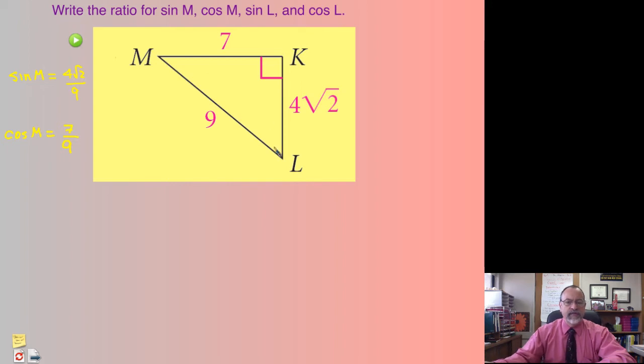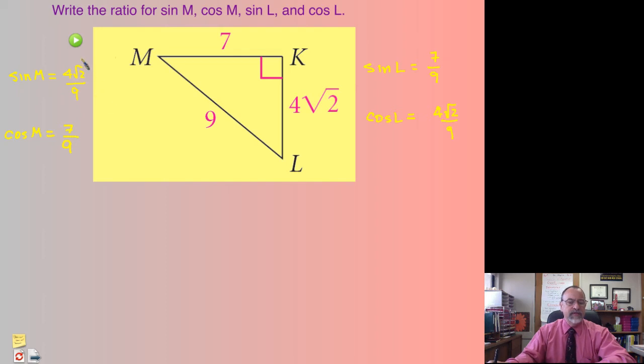And then we can do the same for angle L. So the sine of angle L, I look at the opposite, that would be 7 over the hypotenuse 9. And the cosine of angle L would be the adjacent, which would be 4 square root of 2 over the hypotenuse, which is 9. So I want you to notice something real quick.